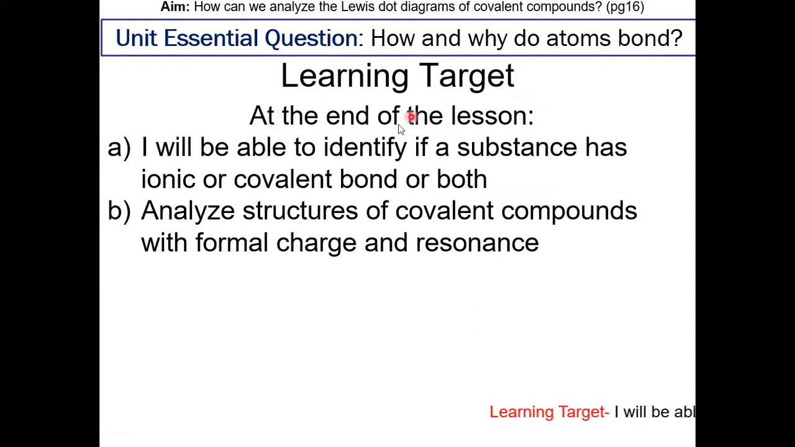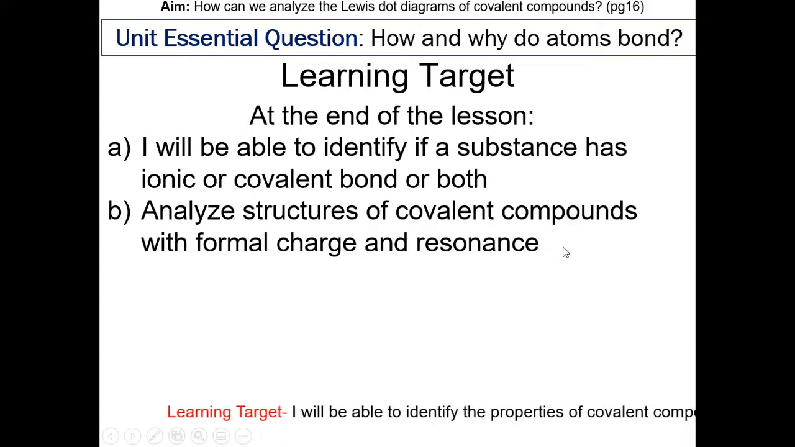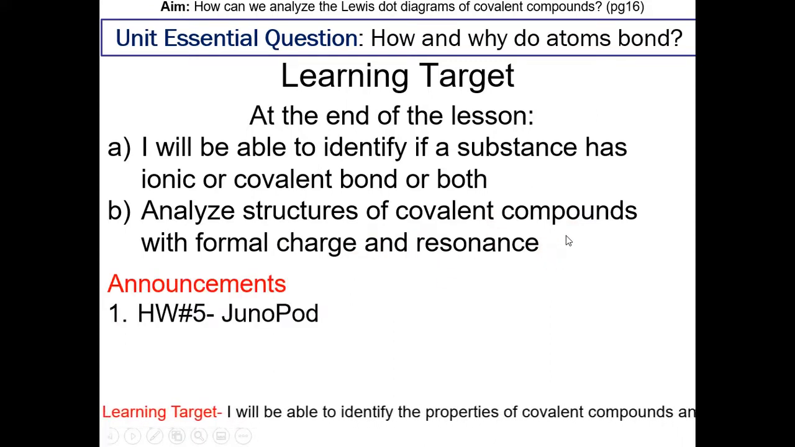I'll show you in this lesson. Learning target: at the end of the lesson, I'll be able to identify if a substance has ionic or covalent bond or both, and analyze the structure of covalent compounds with formal charge and resonance. Homework will be number 5, which will be a journal pod based off this lesson.